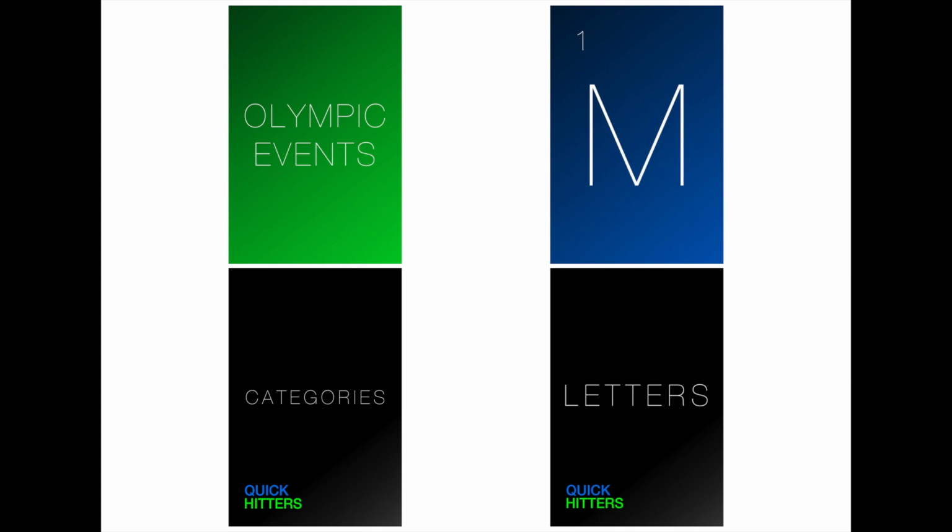The host then starts a new hand by flipping over a new categories card and then a new letters card. In this case, we are looking for an Olympic event that starts with the letter M. The first person to give a correct answer, such as marathon, wins the hand and is given that letters card.